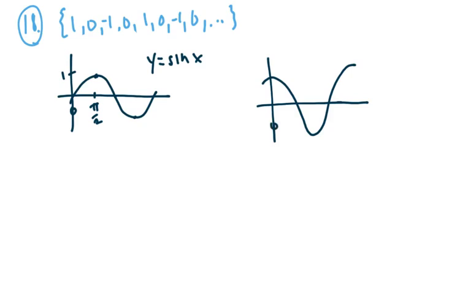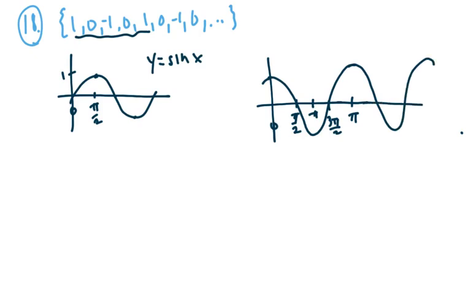So at 0, the y value is 1. At pi over 2, the y value is 0. At pi, the y is negative 1. At 3 pi over 2, the y value is 0. And then back at 2 pi, the y value is up to 1. So that covers the first 5 terms. And it's periodic, so it continues along that pattern.